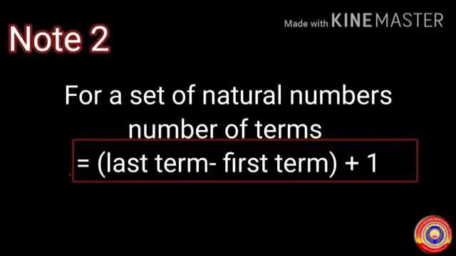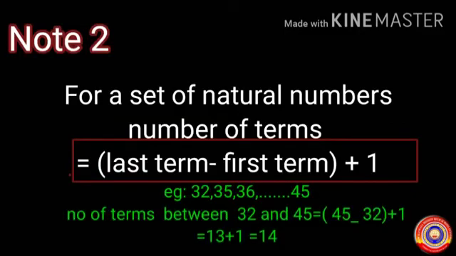Point number 2. For a set of natural numbers, the number of terms is equal to last term minus first term plus 1. Is it clear for you, children? Okay.